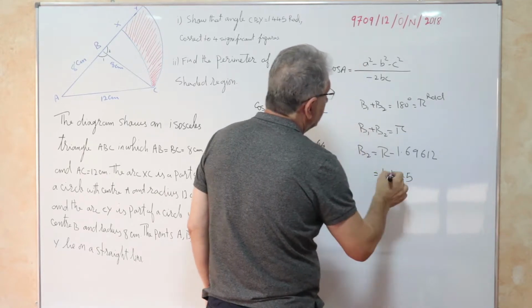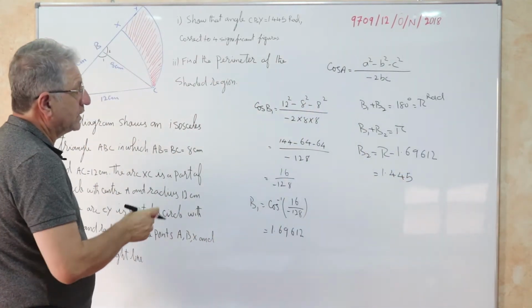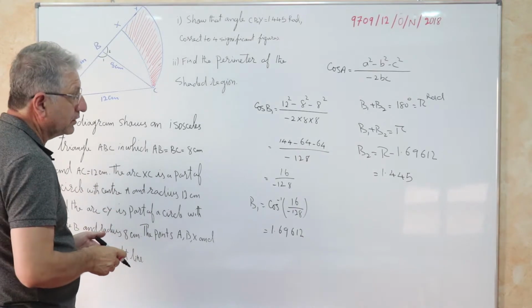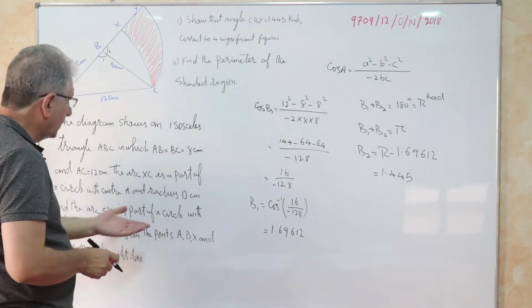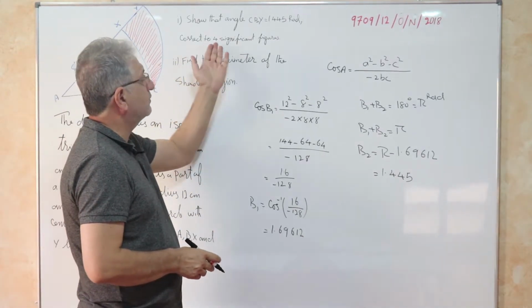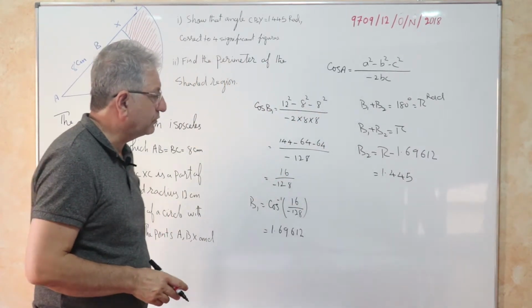1.445. Correct to four significant figures, sorry, three, no, four significant figures. He wants four significant figures, therefore these are four significant figures.